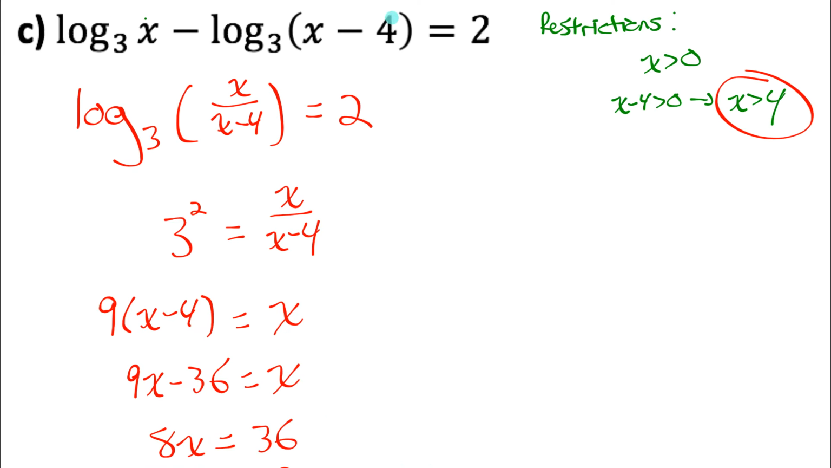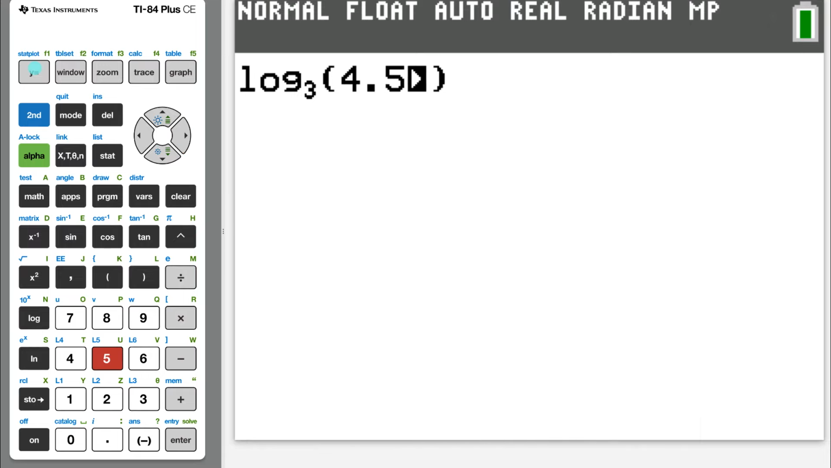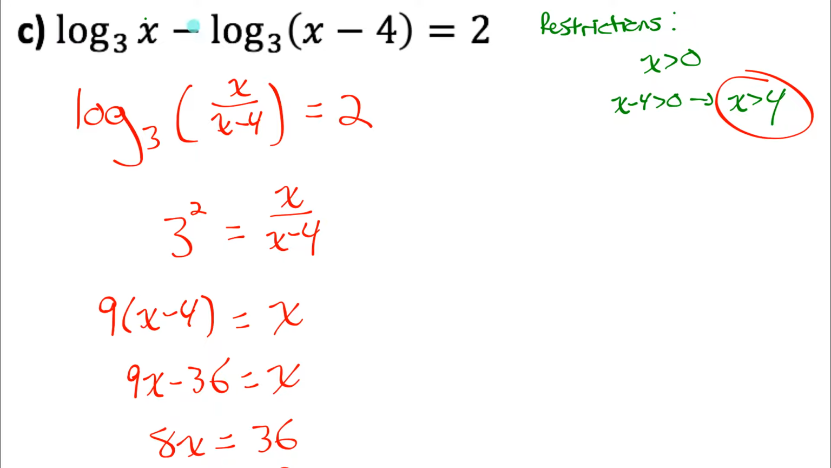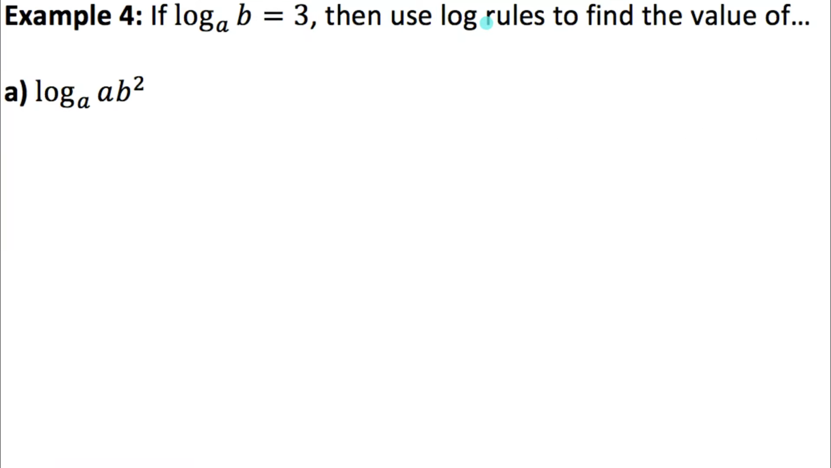Let's take the time to plug it back in and make sure it works though. So log base 3 of 4.5 minus log base 3 of 4.5 minus 4. And when I evaluate this, it should make it equal to 2. And it does. All right, that's all the logarithmic equations we're going to solve. I just put a couple more questions in here just to give you some more practice with log rules.